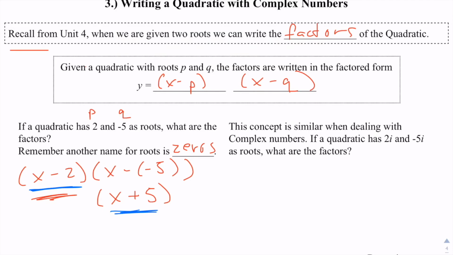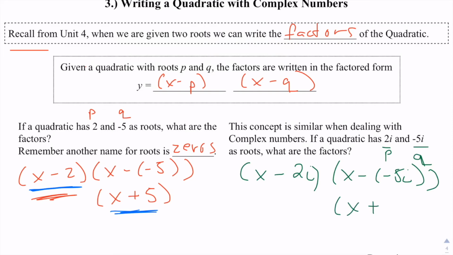So we can take this concept and apply it to dealing with complex numbers. So if we had a quadratic who had imaginary solutions and it said that its roots were 2i and negative 5i, we would use the same concept. So we would have x minus 2i if this was my p, and I'll call negative 5i my q, and then it would be x minus negative 5i, and then I would simplify this one again over here into x plus 5i. So my two factors would now be x minus 2i and x plus 5i.